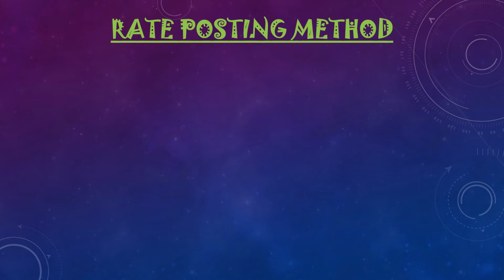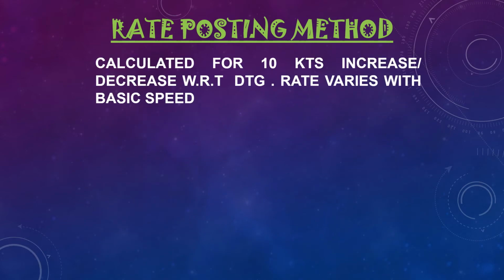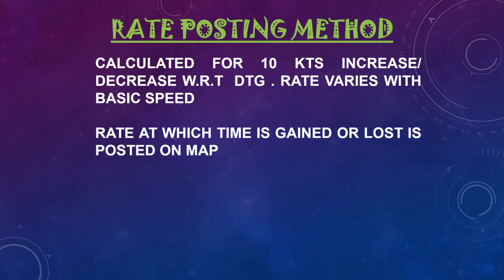Now, even this corollary of the basic formula can be cumbersome in some cases, as the ground speed of the aircraft may not always be divisible by 60. So what we do is take a convenient round figure of speed change, in most cases 10 knots, and calculate the time gained or lost with reference to the distance to go. This rate would vary with the basic speed for obvious reasons.